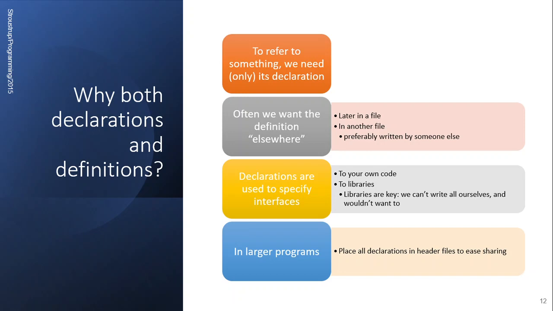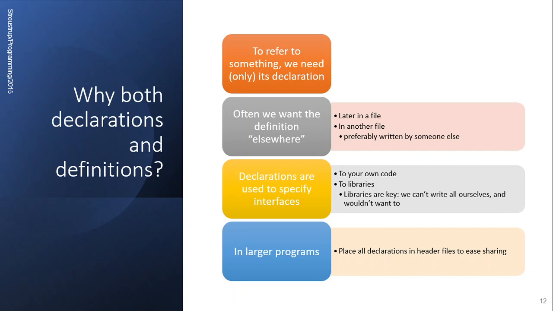For example, when you want to use the cout and cin objects and the cmath library functions, you just need their declarations, and you import their declarations in your program by writing those hash include directives. You don't need their definitions in order to be able to use them or refer to them. Often we put the declarations and definitions separate. One file usually contains the declarations, another file usually contains definitions.